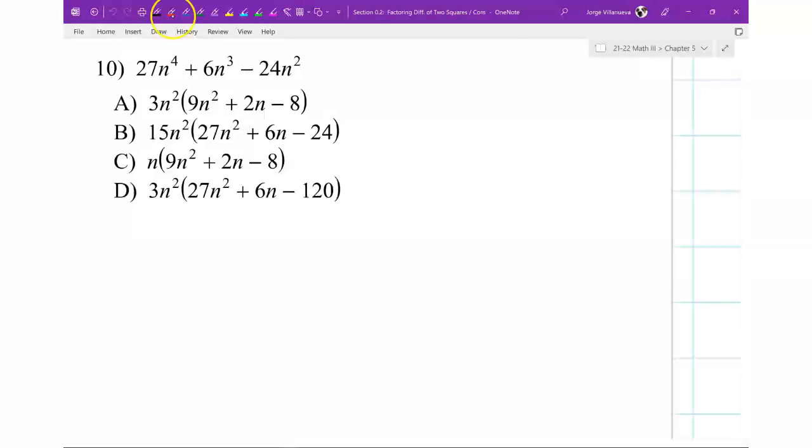So let's put 3. And then look at my letters, n to the 4th, n to the 3rd, n squared. How many n's do they have in common? They have 2, right? Because the first one has 4 n's. The second one has 3 n's. The last one has 2 n's. That means they all at least have 2, right? So n squared. And now all I got to do is factor it out.